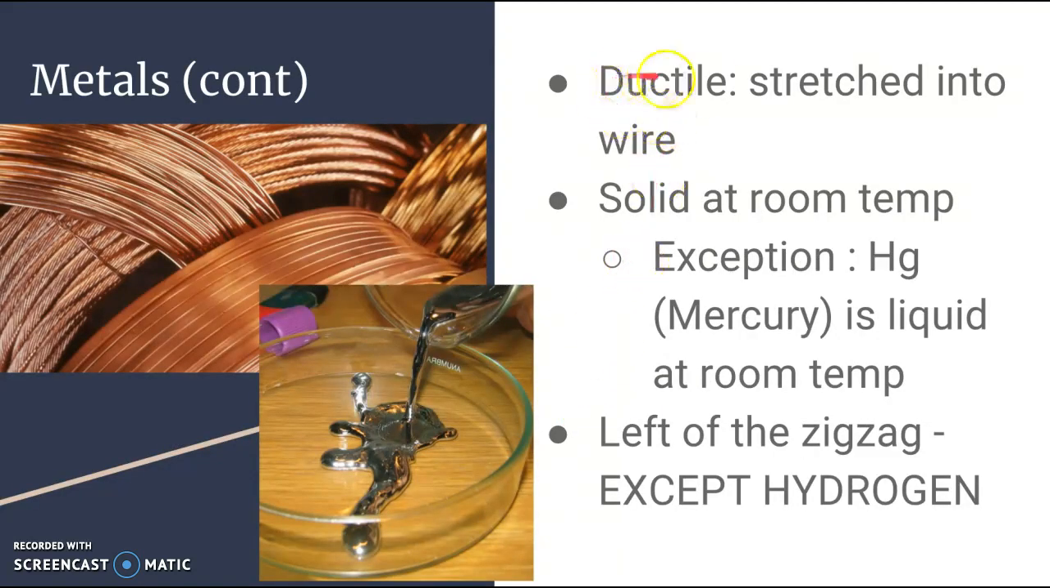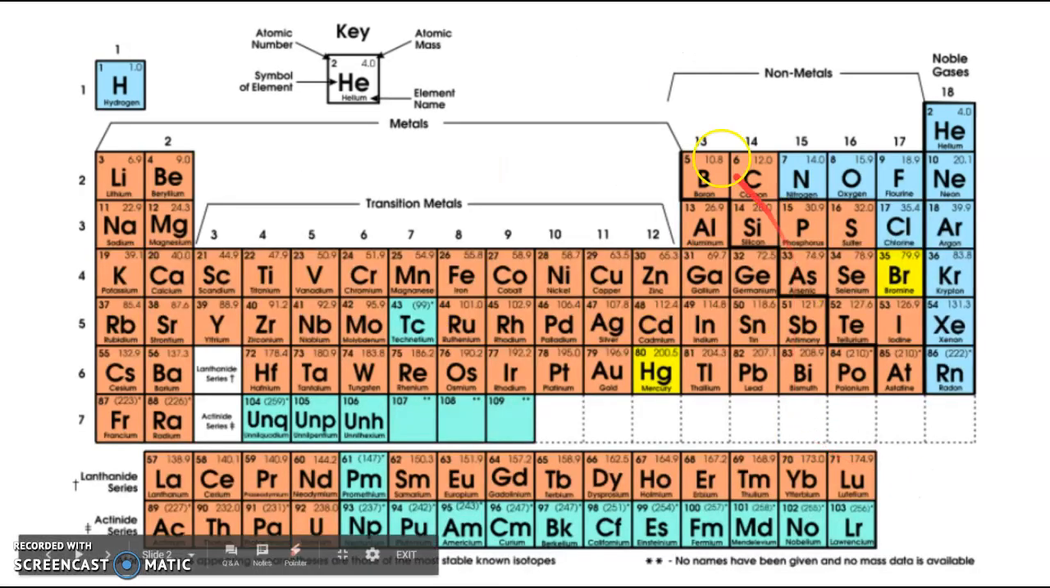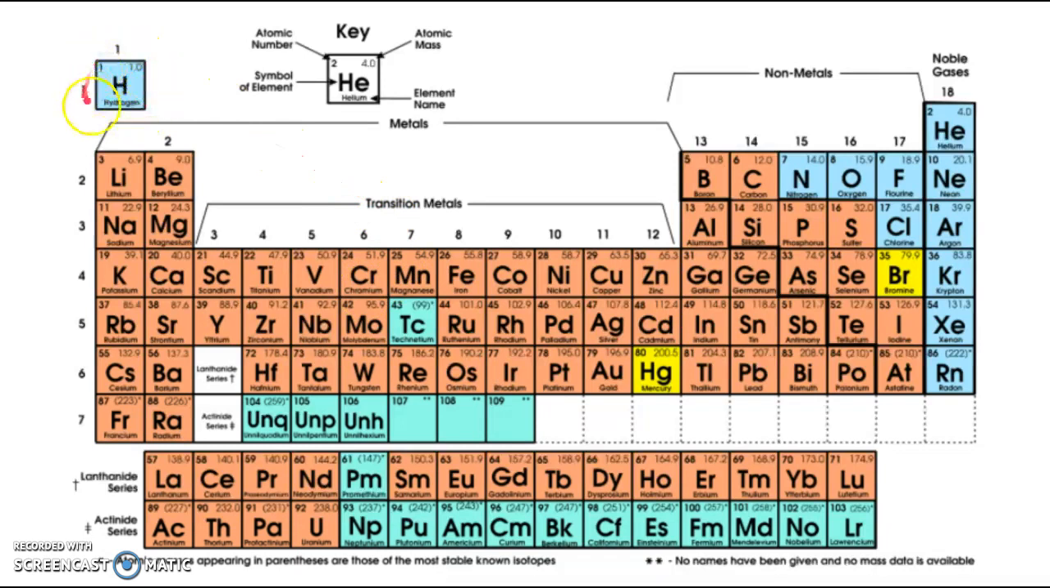Other properties they have is that they are typically ductile, which means that we can stretch them into wires like this copper over here. They're solid at room temperature, except our one little guy here, which is mercury. Mercury is a liquid at room temperature. It is really cool to see in person. Okay, so down here I said left of the zigzag line except hydrogen, which is what I mentioned earlier. So everything to the left of that zigzag line right here, everything over here, are our metals, except hydrogen up here, who's only over here because of his one valence electron.